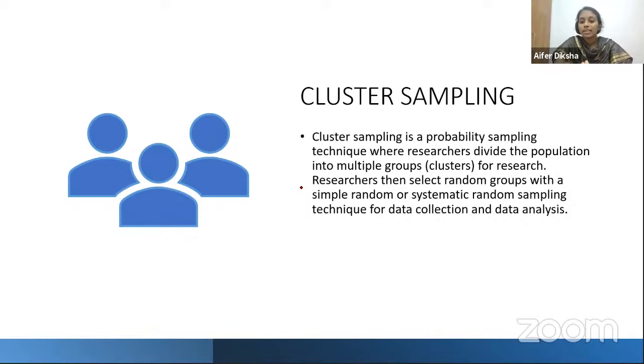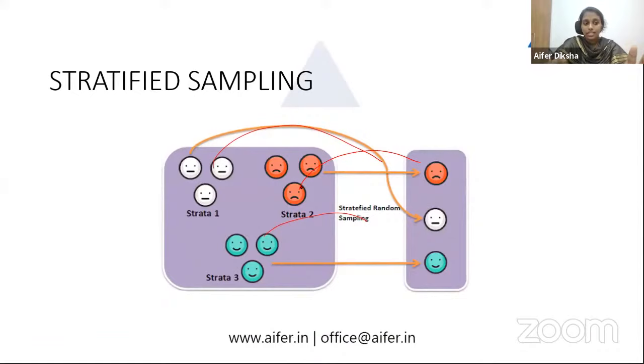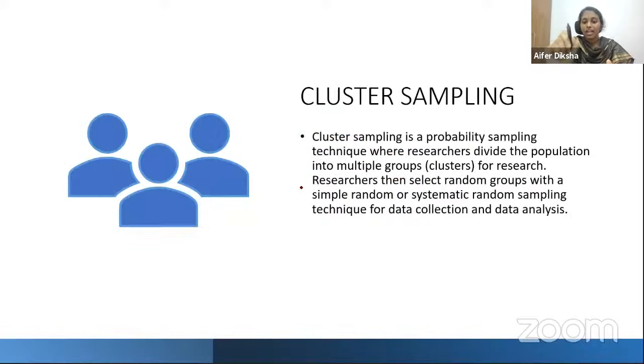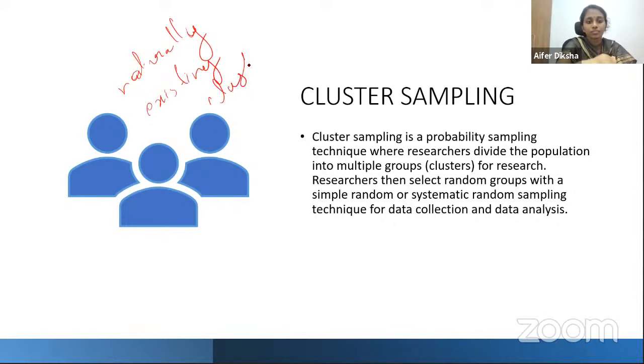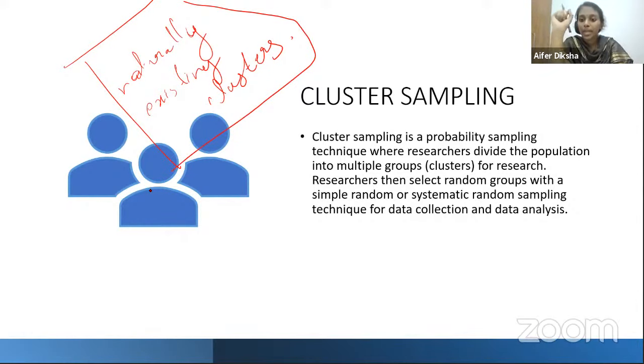Next, now we have the cluster sampling. See, it's easy to get confused between the stratified sampling and the cluster sampling. In stratified sampling, we have the term homogeneous groups or the strata, whereas in cluster sampling, we have the term naturally existing clusters. Here the researcher is not directly making any groups. The clusters or the groups exist naturally.